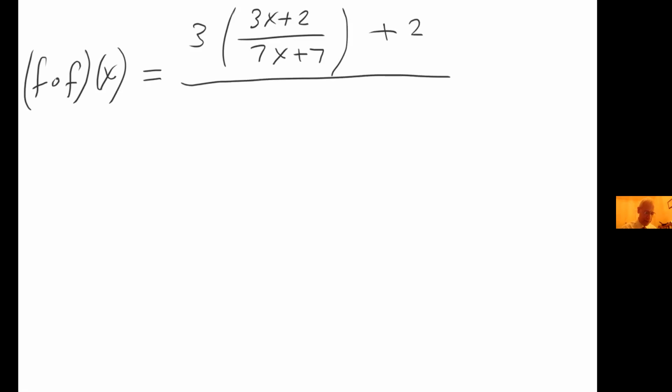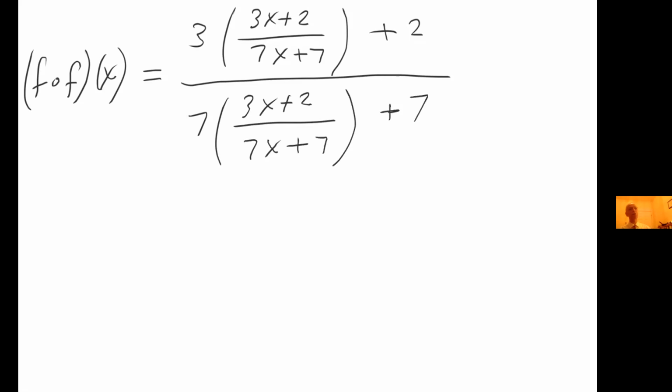Now instead of x, I'm going to have to put the entire f of x, which is (3x + 2) over (7x + 7). And we had a plus 2 after x. And this is all over 7 times x, and we are replacing x with f, which is (3x + 2) over (7x + 7). And we had a plus 7 also after x in the denominator.